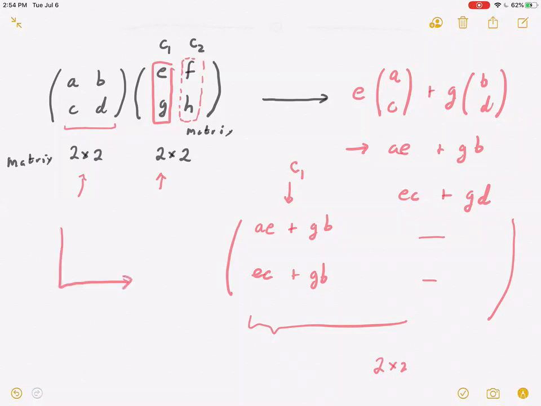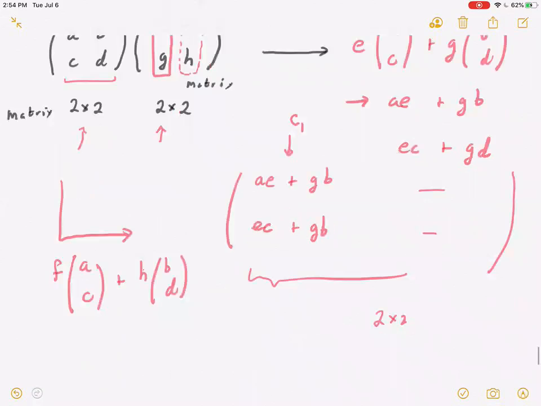So what I have to do is take a linear combination of it using the same rules that we talked about before, F times AC plus H times BD. And if I do that, this will give me AF plus BH and CF plus DH.